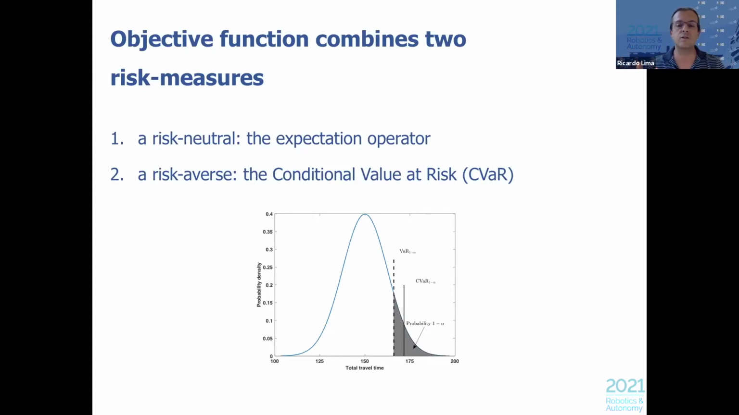So what is this conditional value at risk? Generally speaking, it is the average of the travel times above a given quantile. So let's say that in our case we are minimizing the travel time, and if you set alpha to 10%, it is the average of the 10% worst travel times. So you are not only minimizing the expected travel time, but you are minimizing a combination of expectation and conditional value at risk, or only conditional value at risk.